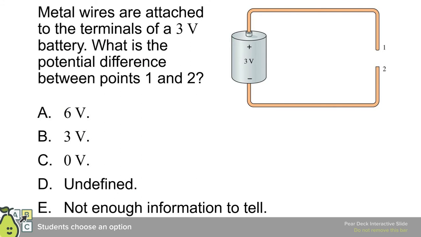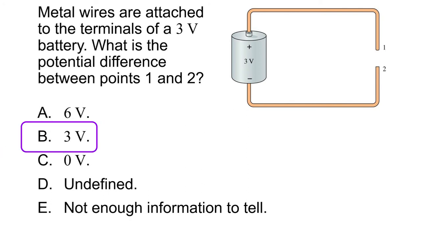All right, metal wires are attached to the terminals of a 3-volt battery. What is the potential difference between 1 and 2? Since voltage is independent of path, going this way must be the same as just going straight across. And so going this way, we can see a change of 3 volts. So that must be what we get going across as well. And so it's 3 volts.